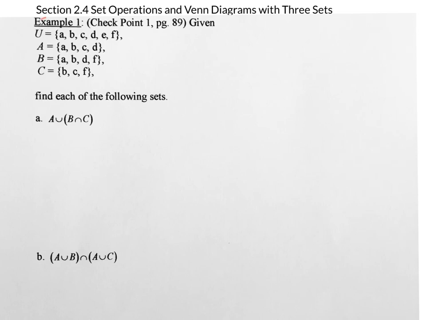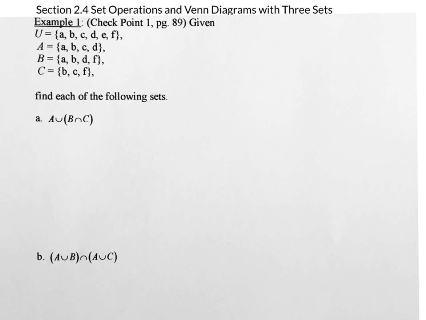Section 2.4 is on set operations and Venn diagrams with 3 sets. So the first example, even though we're going to be seeing 3 different sets, is actually a review of what we did in the last video with those set operations.